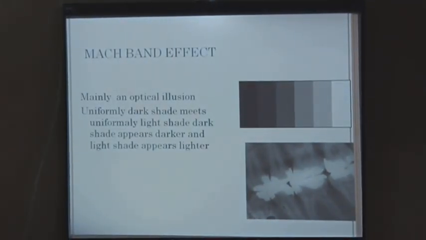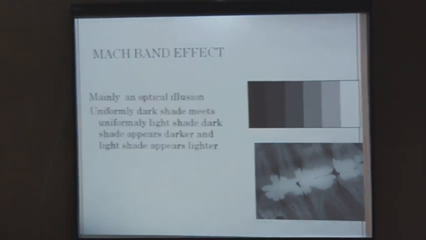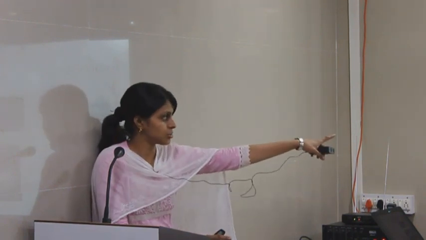So the MCQ here can be: uniformly dark shade means a uniform light shade. So the dark shade appears darker or the dark shade appears lighter. The light shade appears lighter or the light shade appears darker. So they will confuse you with that. The last two lines are important. Dark area will appear darker and light area will appear even lighter. So be clear on that line alone.